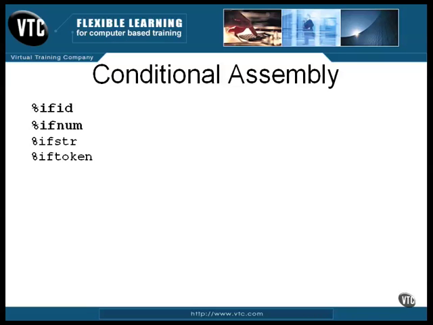The if token command will be true only if there is only one token on the line following it. Now you got to watch this one. It may not do what you think. This is true because the number 374 is a single token. However, this one is not true because the minus sign is one token and the number is another.